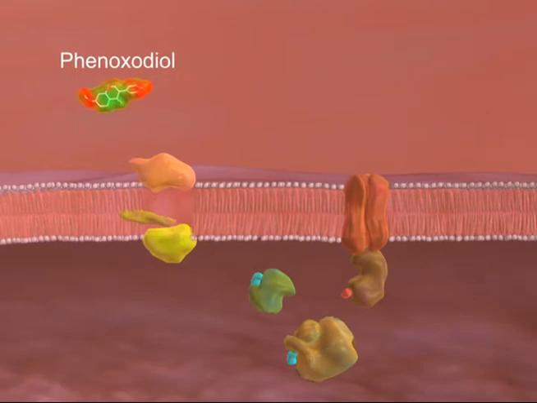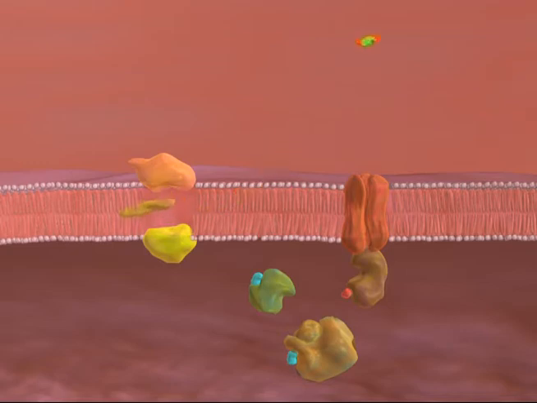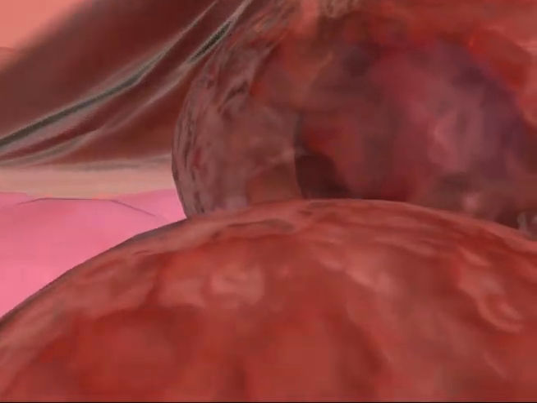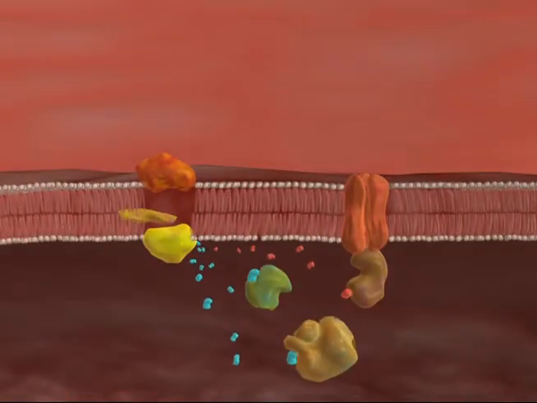Phenoxodiol is an experimental anti-cancer drug that appears to have no effect on healthy cells but is highly selective in targeting cancer cells. The ability of phenoxodiol to act against cancer cells is thought to be due to its disruption of several key targets specific to cancer cells. One of these targets is this regulating proton pump.